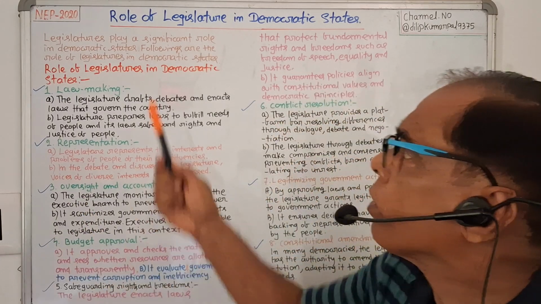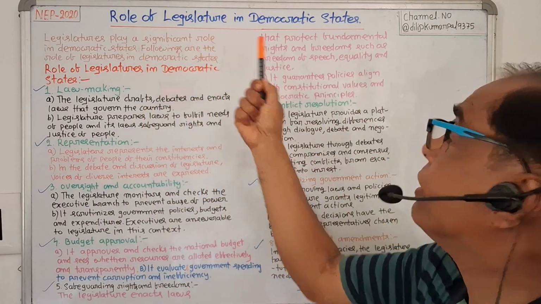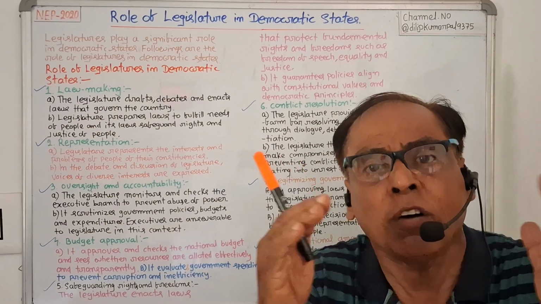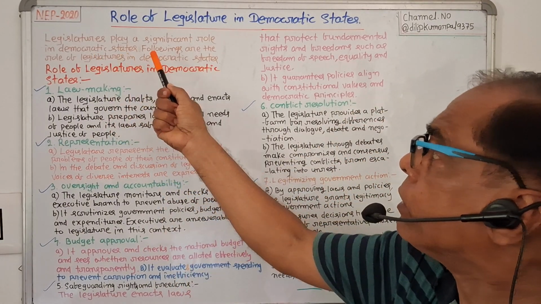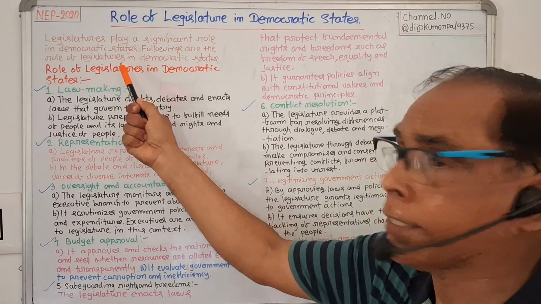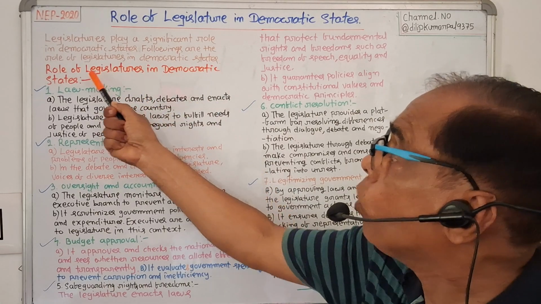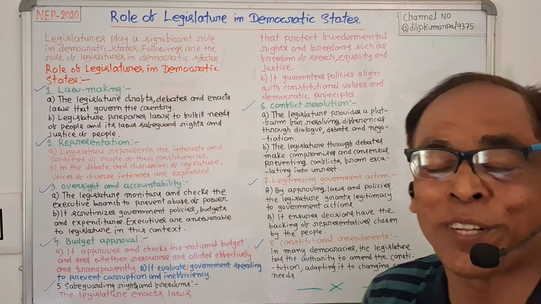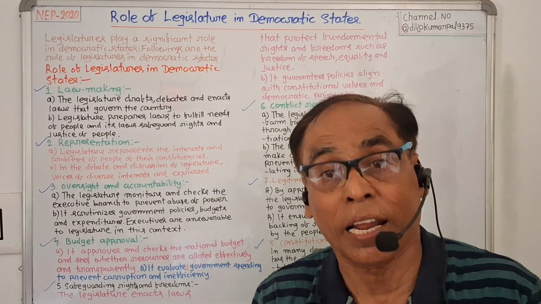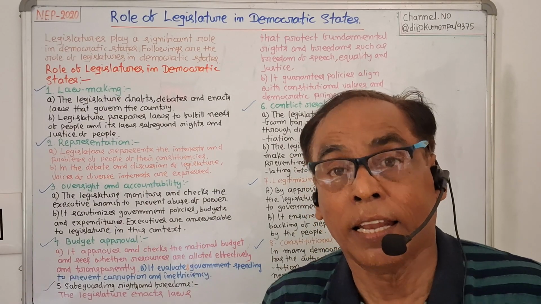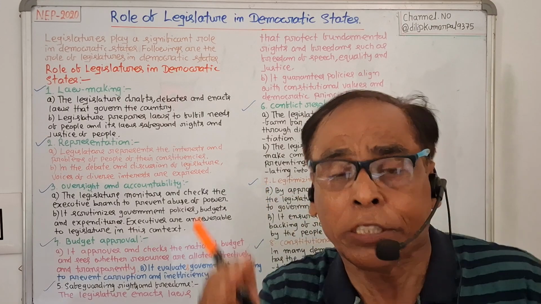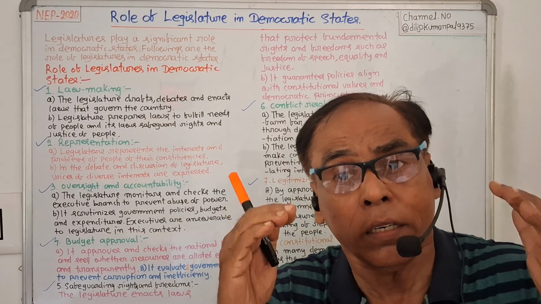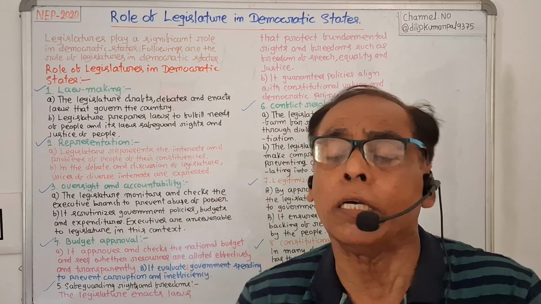Let us start. Role of legislature in democratic states. What is the role of legislature in democratic states? Legislatures play a significant role in democratic states. In democratic states like India, USA, legislatures play a very significant role. So in democratic states, legislatures play the following important roles.